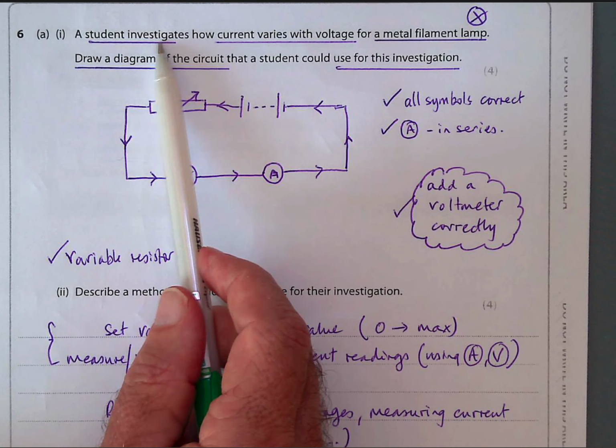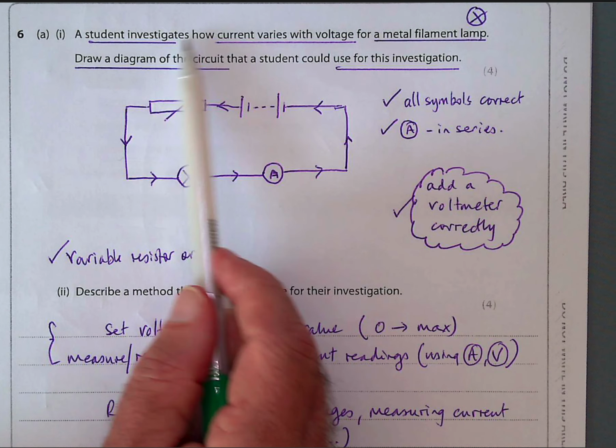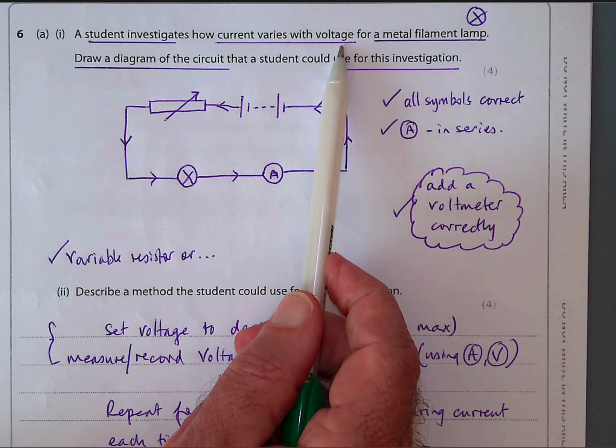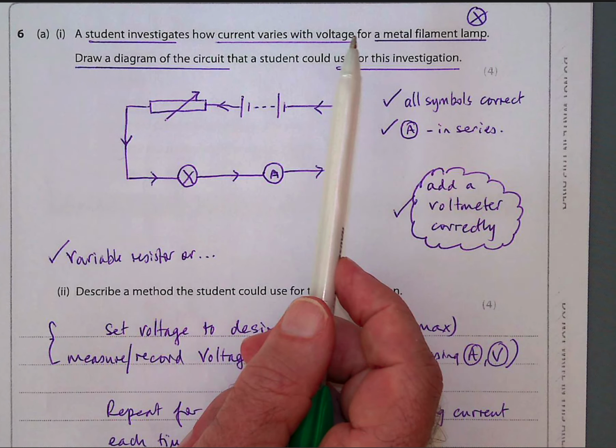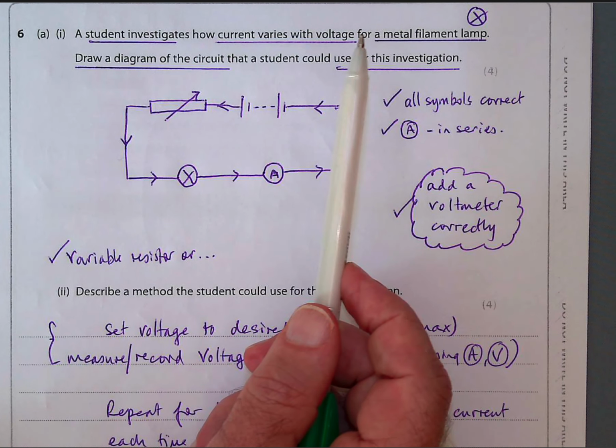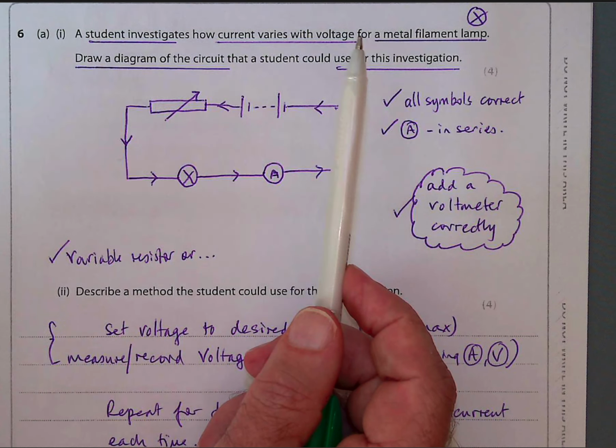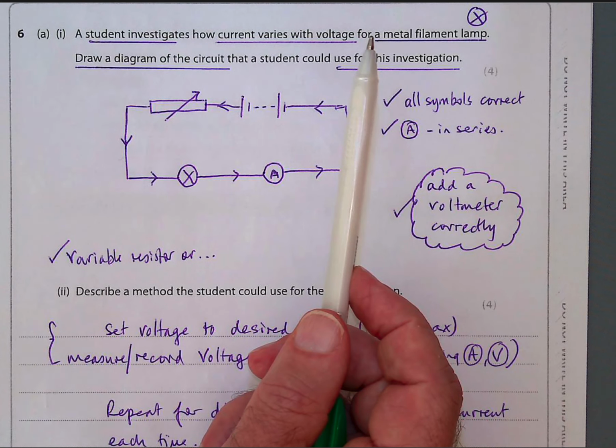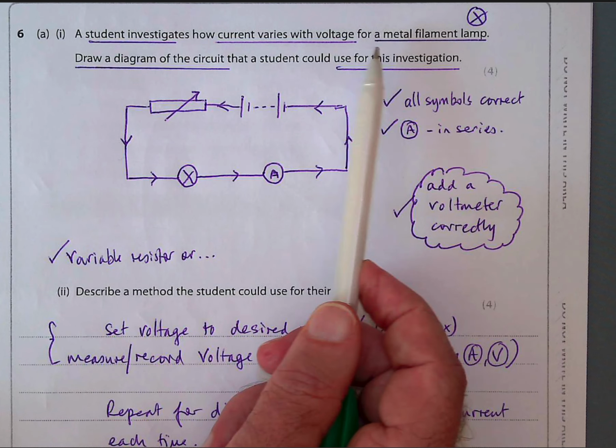So here the student investigates, another investigation skill, how current varies with voltage for a filament lamp.